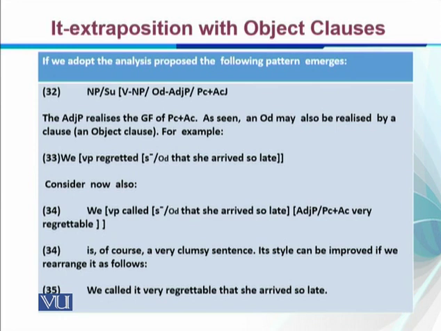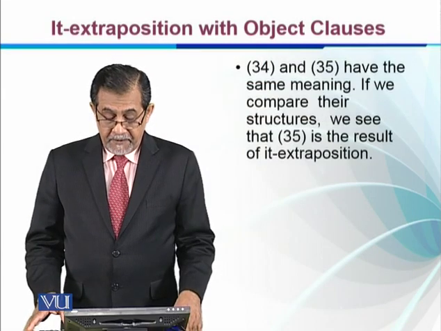What we have done is that we have shifted the direct object with it. So it has also become the object. This is the grammatical object, but the notional object of the sentence is that she arrived so late. So there are two objects. We use the symbol small d-o for the grammatical object and capital D-O for the notional object. So 34 and 35 have the same meaning.